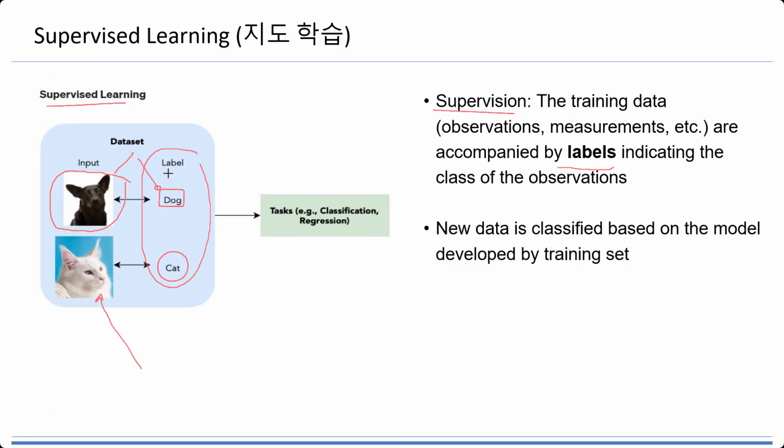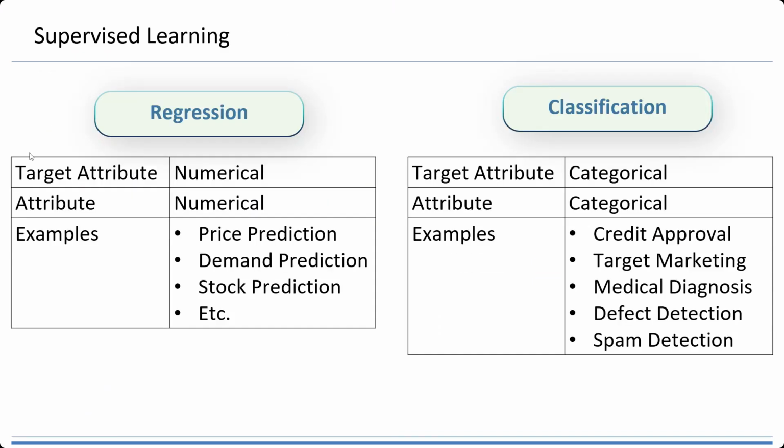And for this data, usually we will do tasks like classification and regression. So new data is classified based on the model developed from the training set. So today we are going to learn what supervised learning is, and there are two tasks, classification and regression. So regression and classification, what is the difference?